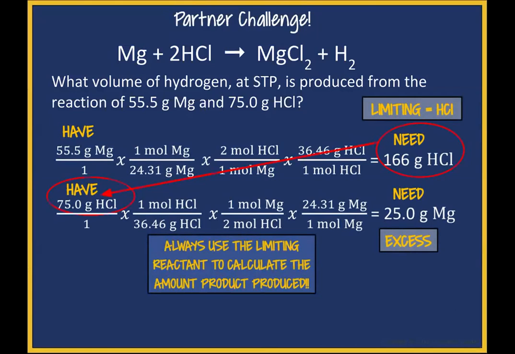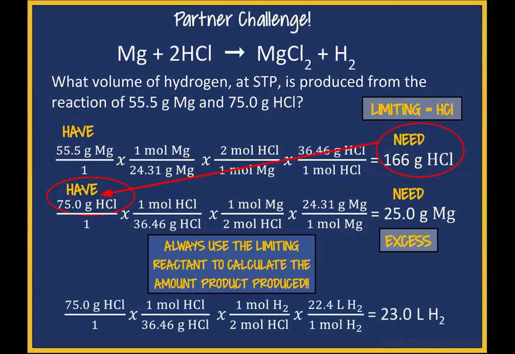Always use the limiting to calculate the amount of product produced. The question asked us for something about the product. So we had to find the limiting. So we're going to take our limiting reactant, which is the 75 grams of HCl, and find how many liters of hydrogen.